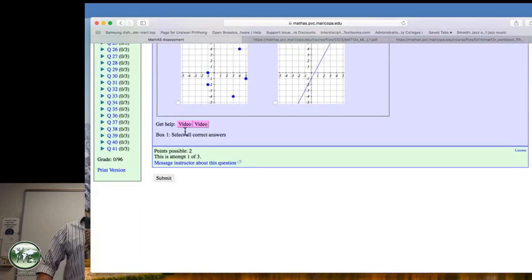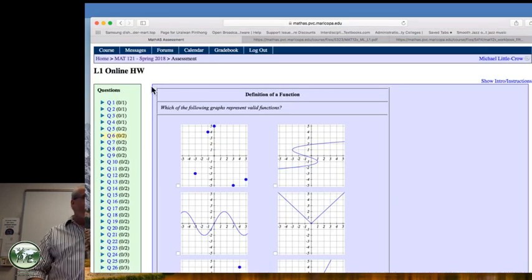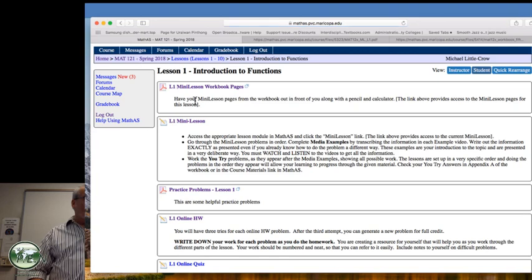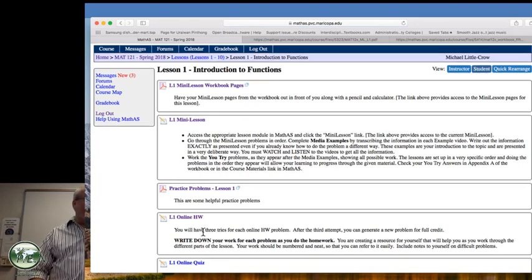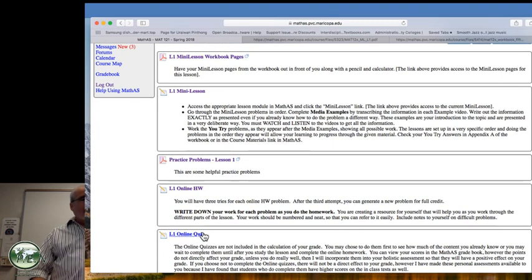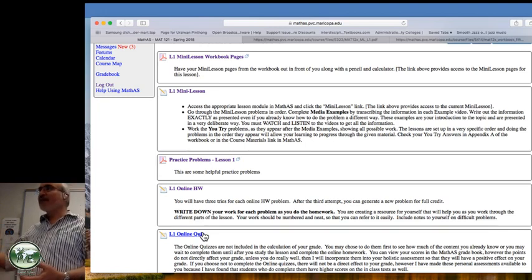Okay, and so that's really all you have to do for each of the lessons, just the online homework. And you could jump to it if you want. There's another, so that's sort of how it's supposed to run, is you print out the mini lesson, or you have the mini lesson, you watch the videos, teach yourself the material, and then you do the homework. And then we do that 3 times or 4 times, and then we take a test over that material.